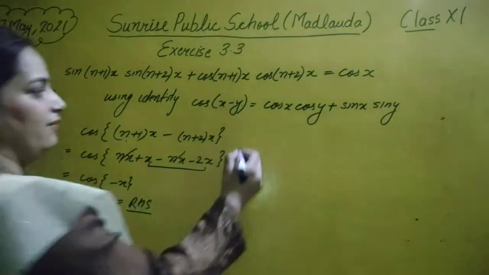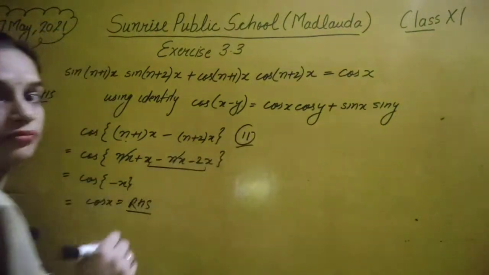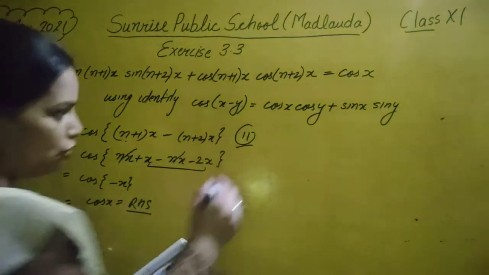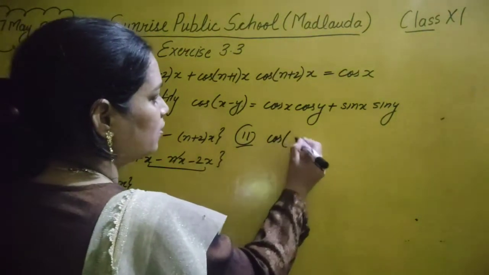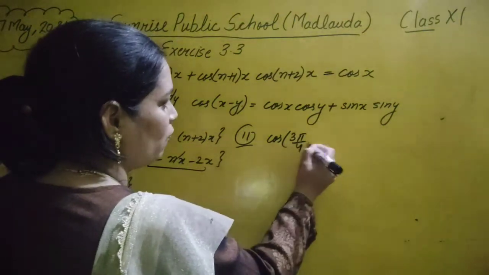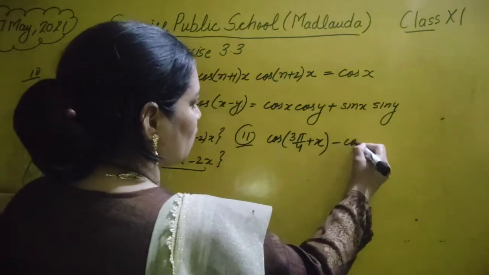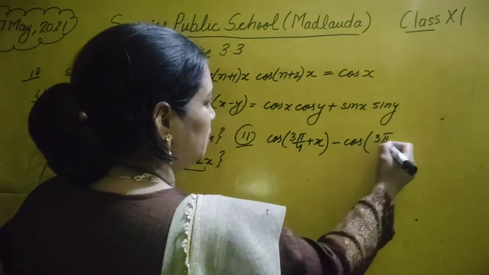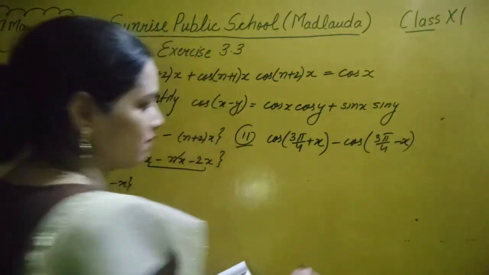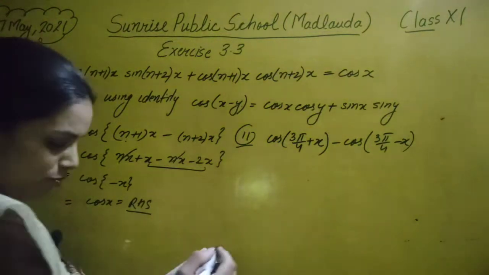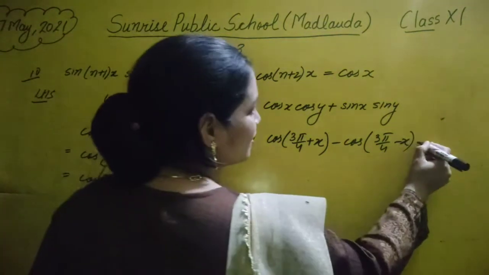In question number 11, that is cos of (3 pi by 4 plus x) minus cos of (3 pi by 4 minus x). We have to prove it equal to minus under root 2 sin x.